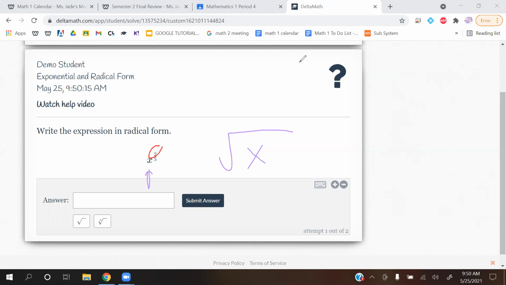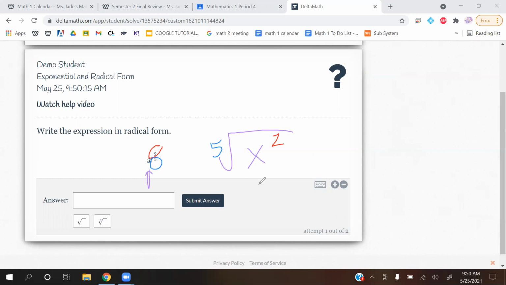That 2, that's going to stay over here as an exponent. And then the 5, okay, that's the best circle I can do. That 5 is going to go right here as your radical number. So we want the 5th root of x squared.